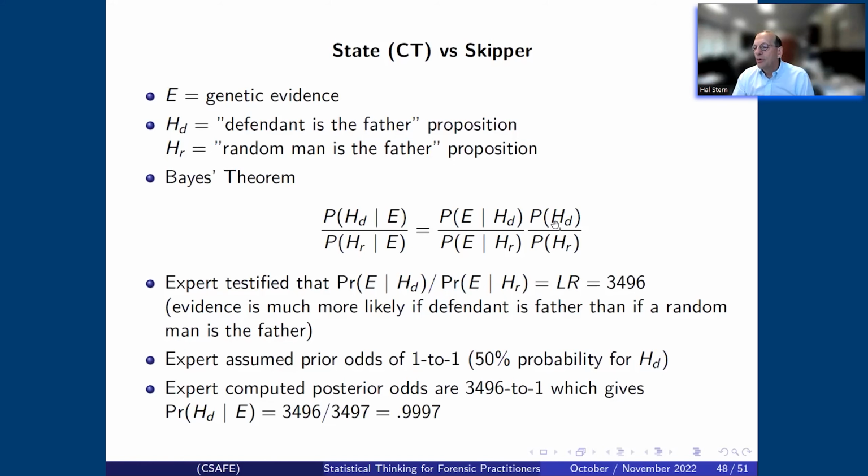And when you do that, you get 50-50, or a ratio of 1, gets multiplied by the likelihood ratio of 34.96, which says the posterior odds are 34.96 to 1. And if you go way back to the beginning, to the slide which relates probabilities and odds, it turns out that you can take those odds and turn them into a probability, as the expert did, and get 0.9997. So this is where we make the connection that to do what the expert did, you need to make some assumption about the probability the defendant is the father.